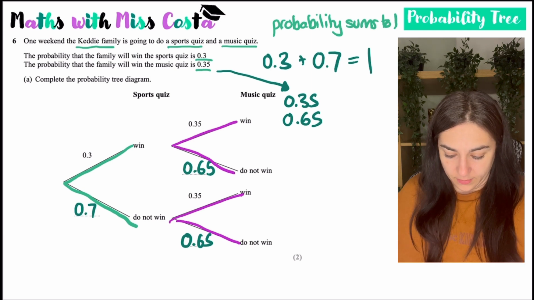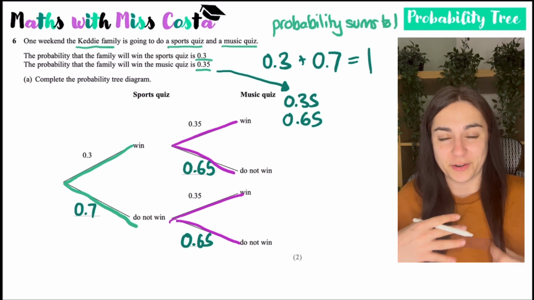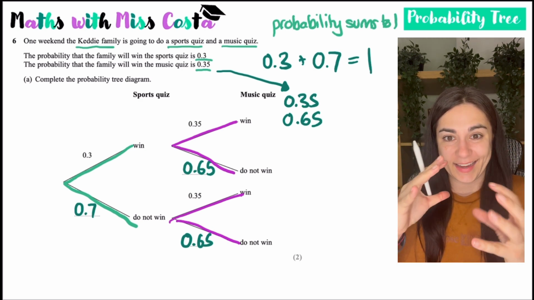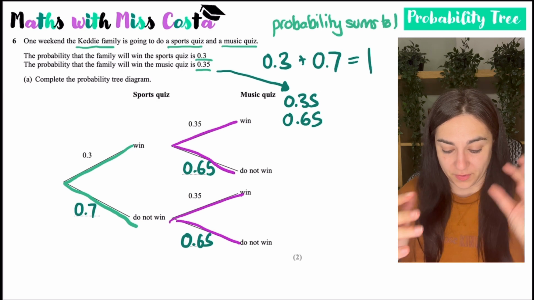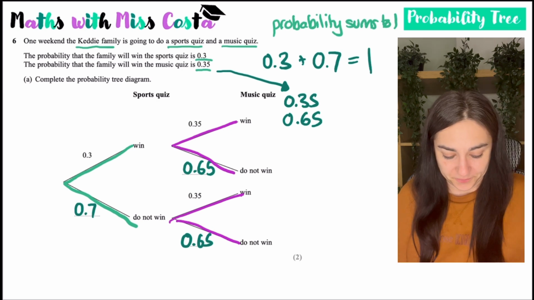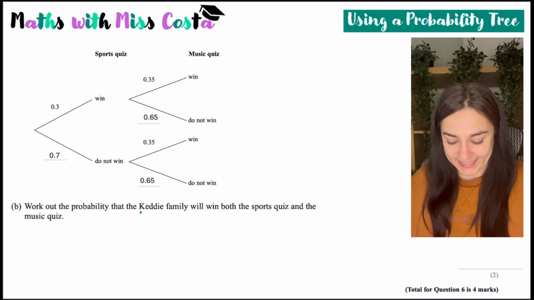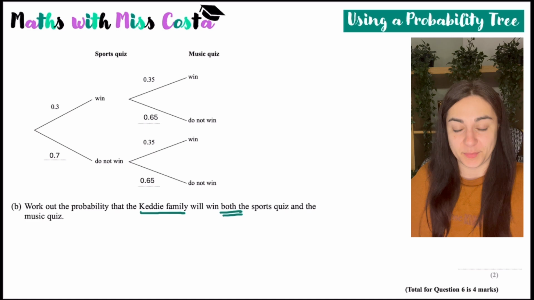Now, I've been asked to complete the probability tree diagram, which is what I've done just by figuring out what the missing piece is by getting both of my branches to sum to 1. And for the next part, I am being asked to work out the probability that the Keddy family will win both the sports quiz and the music quiz.